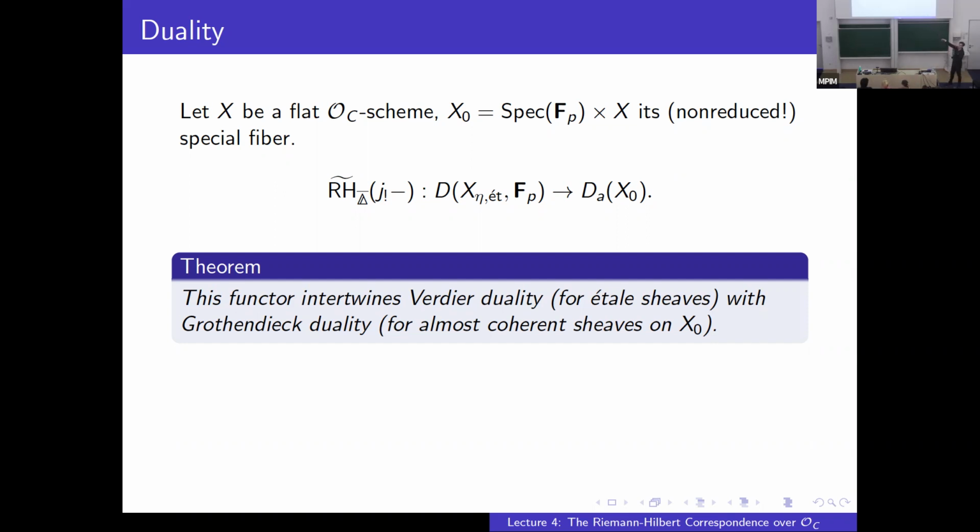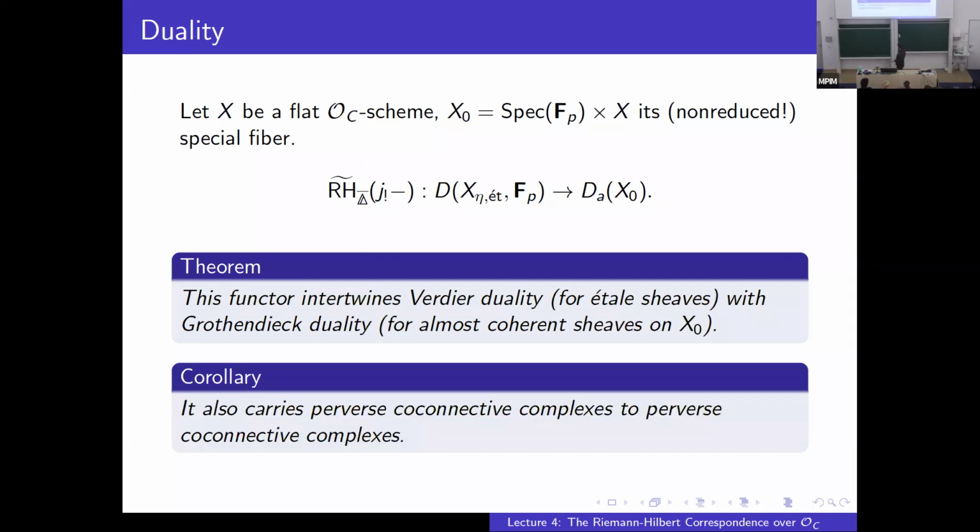So if you combine these two statements, if you use this statement here to dualize the statement on the previous slide, you're going to get a new statement. And that new statement says something like this. It carries complexes of étale sheaves that are perverse co-connective to complexes of coherent sheaves that are perverse co-connective. It's saying something about how bounds on local cohomology on the left-hand side can also give you bounds on local cohomology on the right-hand side.